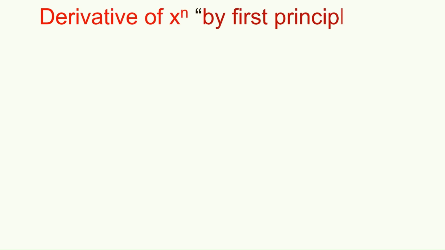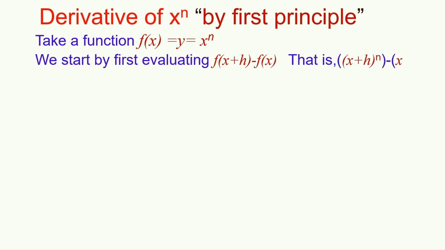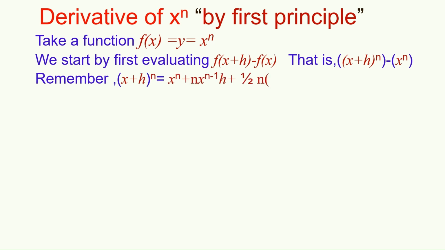Derivative of x to the power of n by first principle. Take a function f of x equals y equals x to the power of n. We start by first evaluating f of x plus h minus f of x. That is, (x plus h) to the power of n minus x to the power of n. Remember, (x plus h) to the power of n equals x to the power of n plus n x to the power of n minus 1 h plus 1/2 n(n minus 1) x to the power of n minus 2 h squared plus n x h to the power of n minus 1 plus h to the power of n.